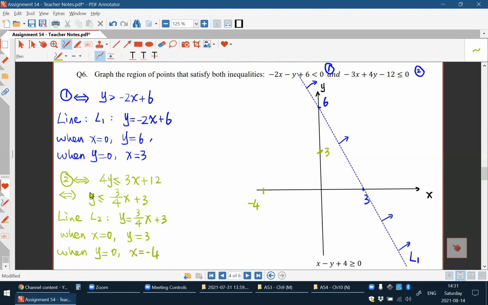And note that the inequality says y should be smaller than or equal to. This means the line should be a solid line, right? You use a solid line to indicate the second line, L2. So this line should look like this. This is our L2. And is the region above this line or below this line? Let's check the inequality. It says y should be smaller than or equal to, so the region should be below this line, right?